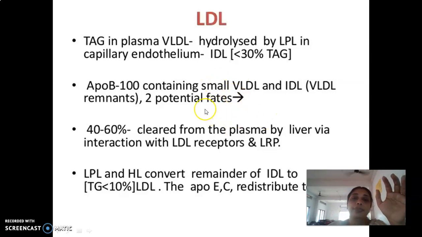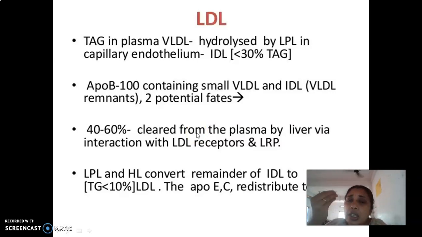Now, this IDL will again liberate more and more quantities of TG, so that IDL is converted into LDL. This conversion of VLDL to IDL and finally to the low density lipoprotein, LDL, is known as the lipoprotein cascade pathway, right? Once VLDL is converted into LDL, the function of LDL is entirely different. The TG concentration will be least in the LDL molecule, because most of the TG will be liberated into the surrounding tissues, so now the LDL has more cholesterol esters than TG.